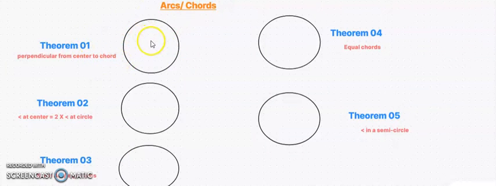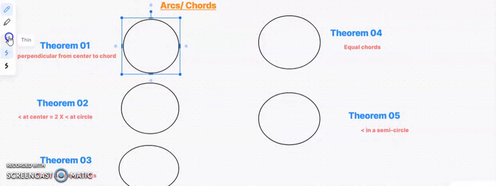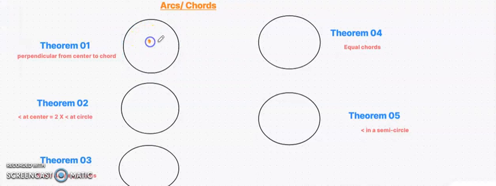The first theorem says a line drawn from the center of a circle. This is the center of a circle. A line drawn from the center of a circle perpendicular to a chord bisects the chord. So this is a chord AB, and the line drawn from the center of a circle perpendicular to the chord bisects the chord, divides the chord into 2 equal parts, and we refer to this theorem as perpendicular from center to chord.